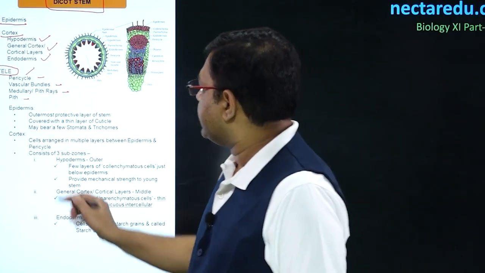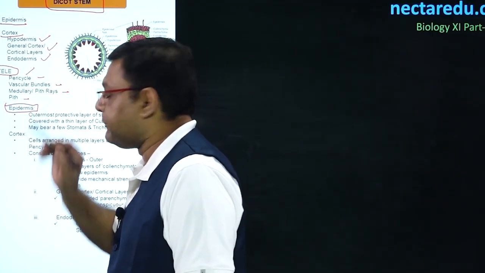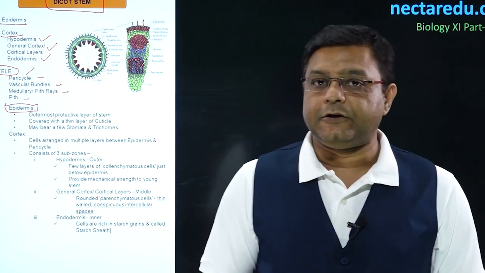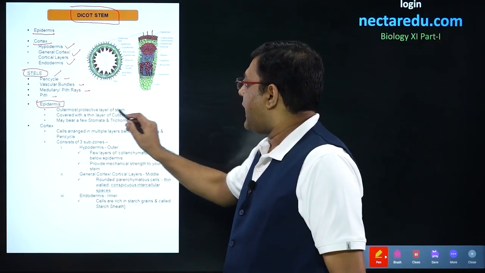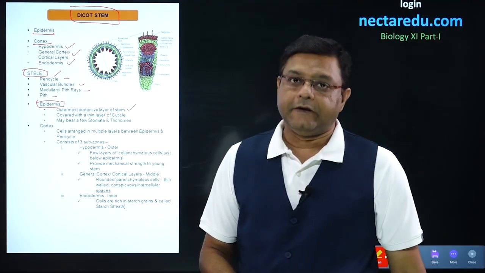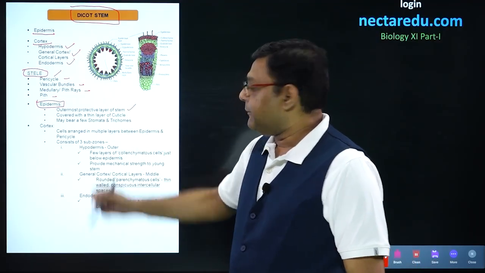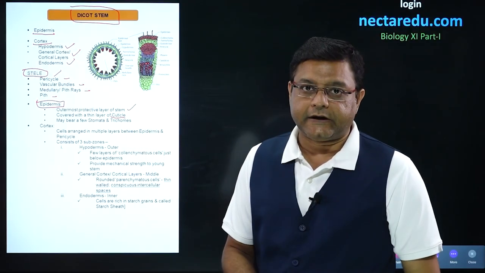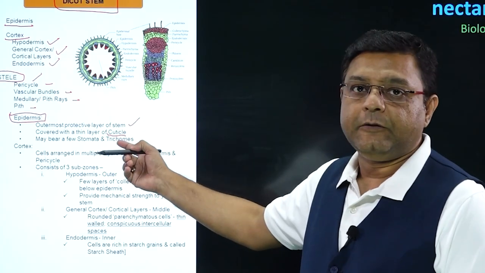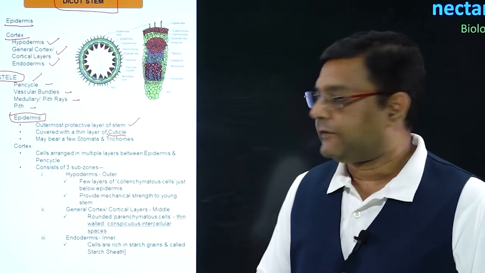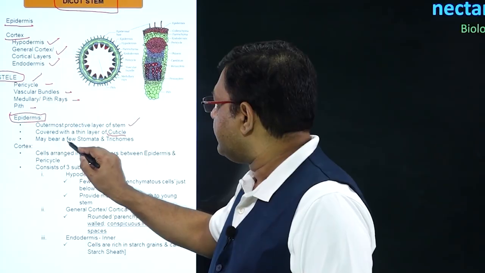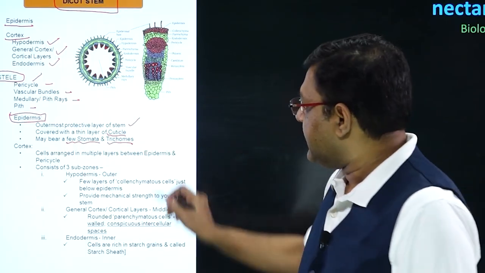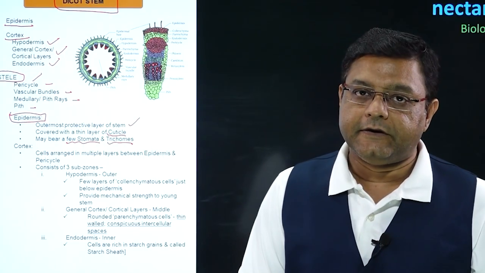Now, starting with the first part, that is epidermis. Epidermis is the part of epidermal tissue system. It forms the outermost protective layer of stem. As stem is there, then obviously it can have a thin layer of cuticle present on it. This will be the waterproof layer. After this, there will be few stomata and epidermal appendages, namely trichomes, can be present here.